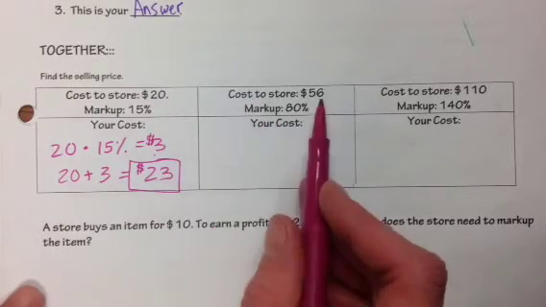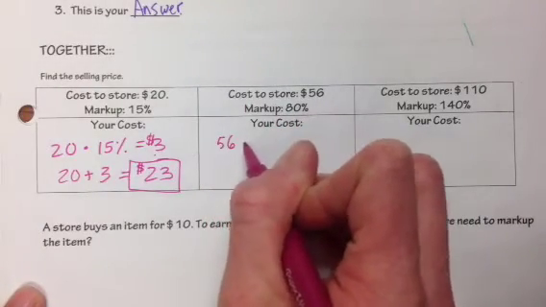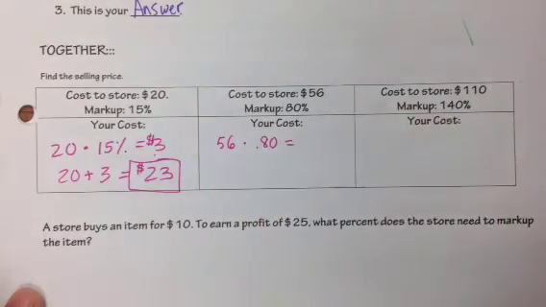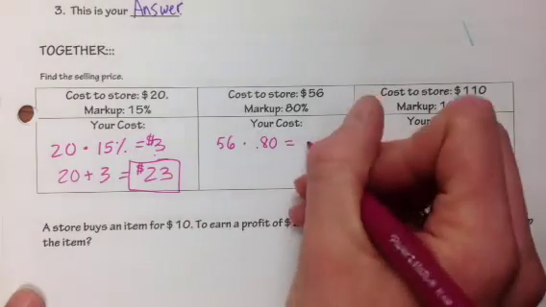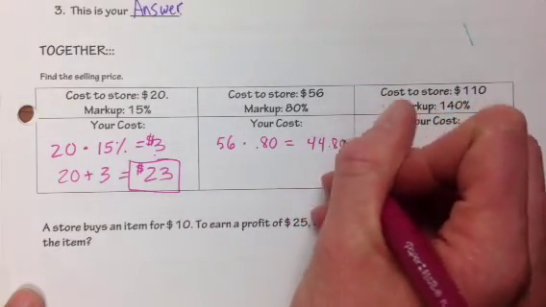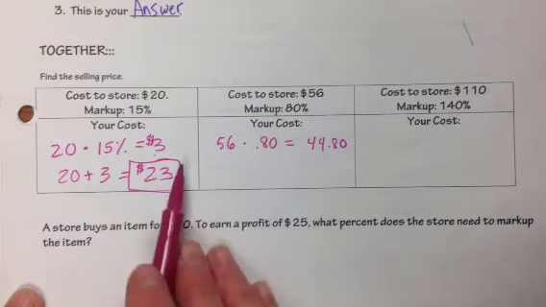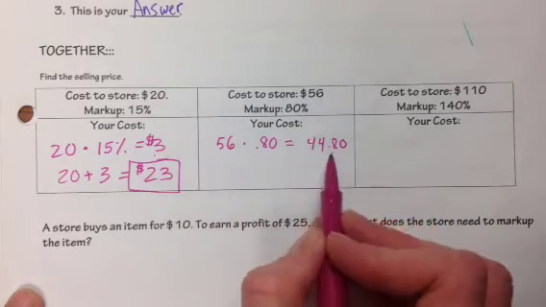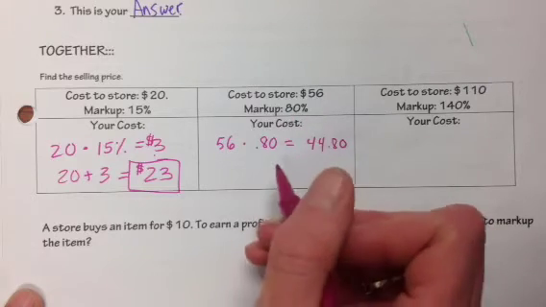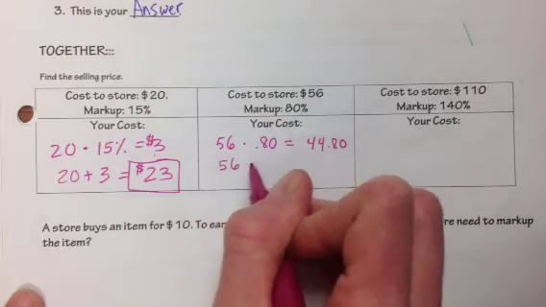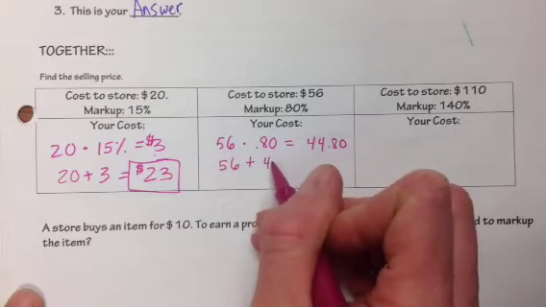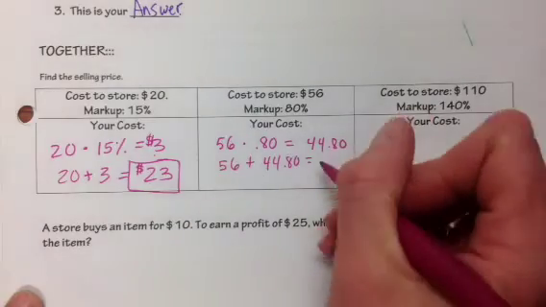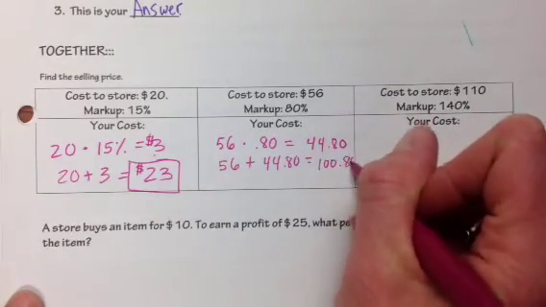Okay, this one, cost to the store is $56, times the markup of 80%, or 0.8. And when we do that, we get $44.80. So you see, the bigger the percent of markup, the more they're going to make off of you, okay? This one was only 15% and they only made $3. This one is 80% and you can see it's a larger amount. All right, so to find the total cost, we take 56 and add $44.80 to it. And we get $100.80.